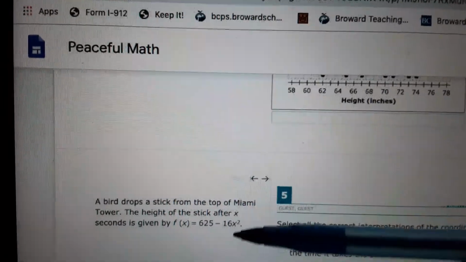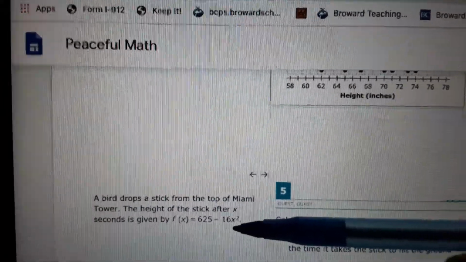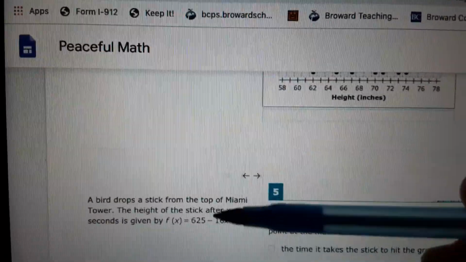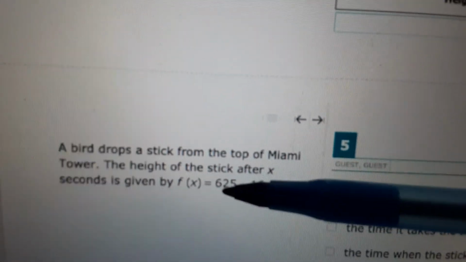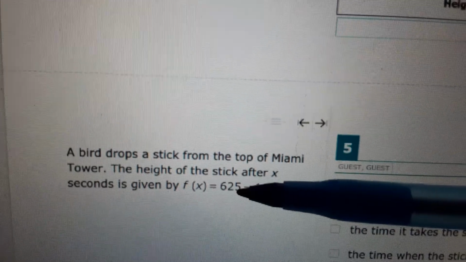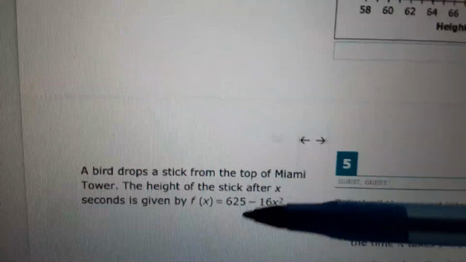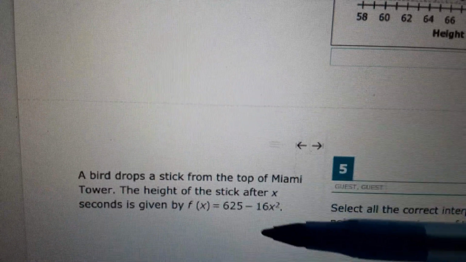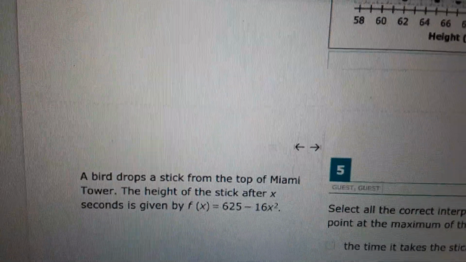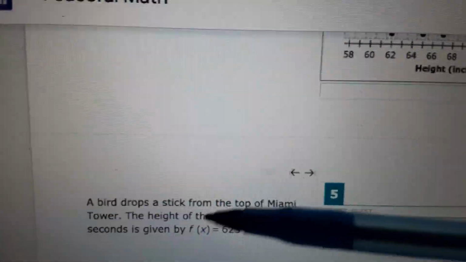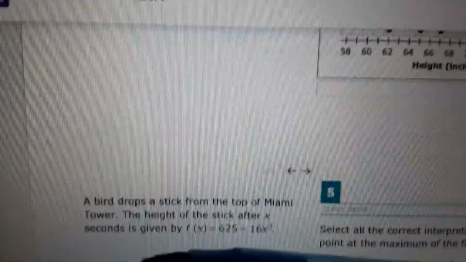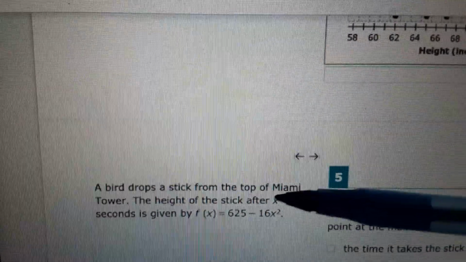If I add a 1 or a 2 or a 3, then this number gets bigger, and this number becomes negative, subtracting from 625. So that means this function gets smaller and smaller and smaller. So the maximum value is when the time is 0. So I'm thinking 0 seconds.